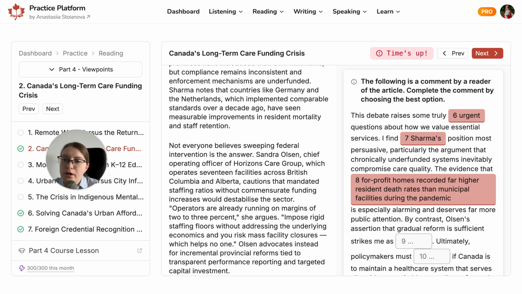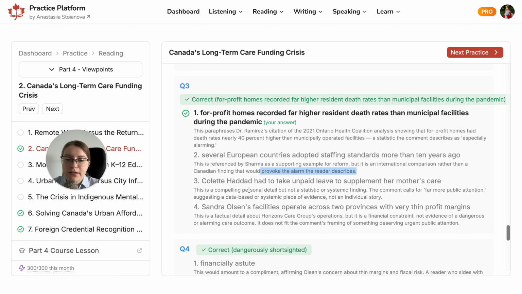So what else was here? Khaled Haddad had to take unpaid leave to supplement her mother's care. This is a very good detail, but it's not a statistic or a finding. Because here the comment says we need far more public attention, suggesting that it's a database or some kind of systemic piece of evidence, not just a story. So careful with the way they word it.